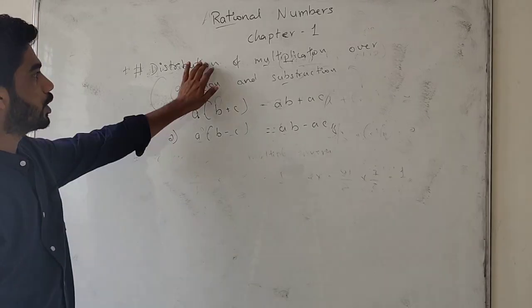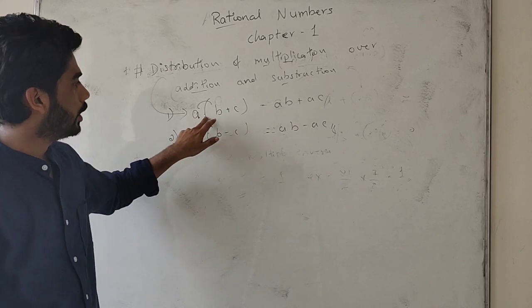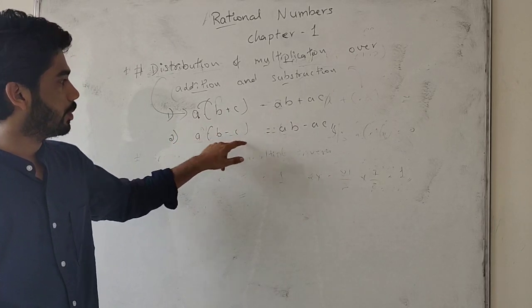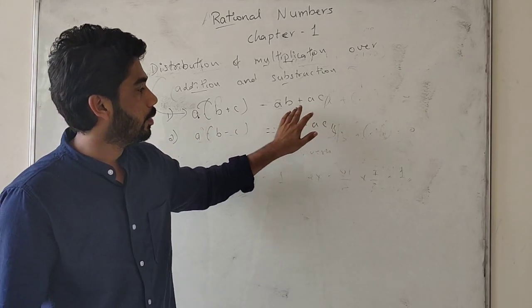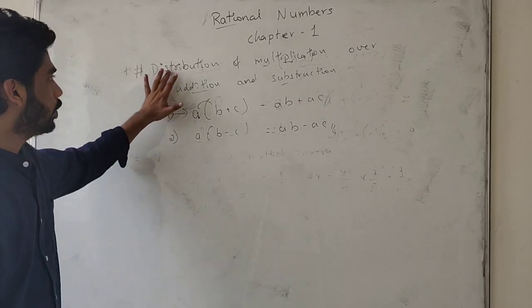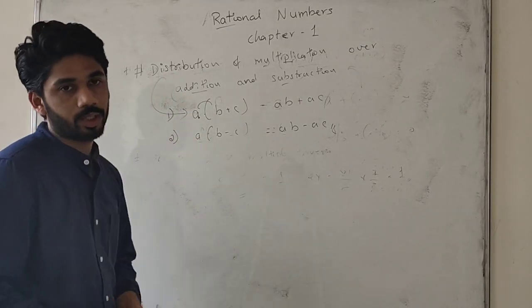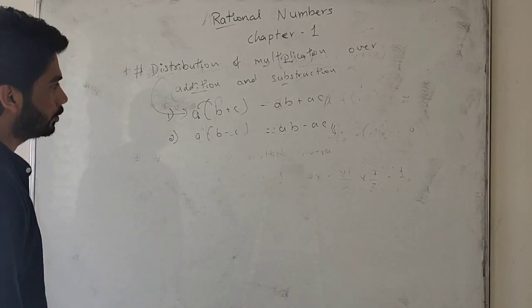This is the category of distribution. Distribution of multiplication means here we are distributing the form. a is multiplied with the addition, and if we simplify further, it will be noted as ab plus ac, ab minus ac. So in this way the distribution is happening. We have to know it. Okay students, please note it down.